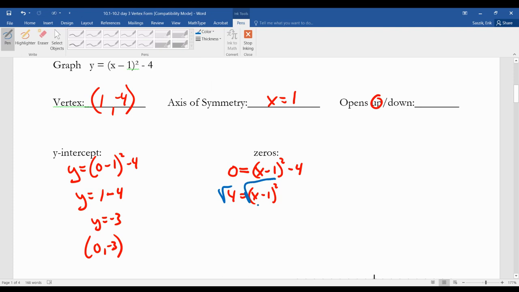Now I'm going to switch sides here. Remember, the square root cancels out this square, but you get the absolute value of x minus 1. Square root of 4 is 2. So now you do x minus 1 equals 2. X minus 1 equals negative 2. So if I move that 1 over, I get 3. If I move this 1 over, I get another one of negative 1.